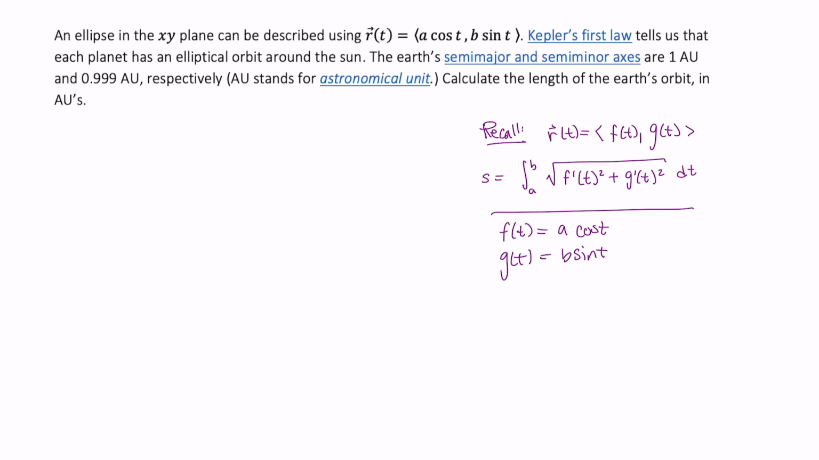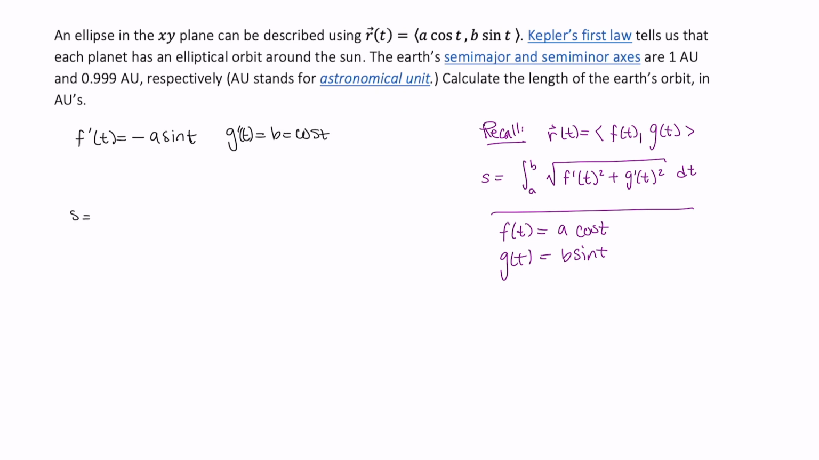Okay, so let's use this to compute the length of the Earth's orbit. Before I do, f prime of t in our case would be negative a sine t, while g prime of t is b cosine of t.